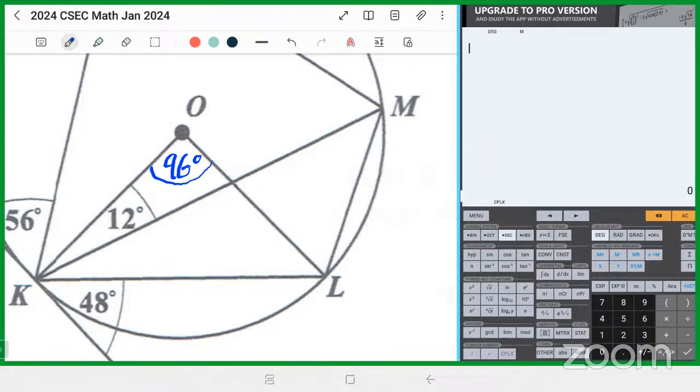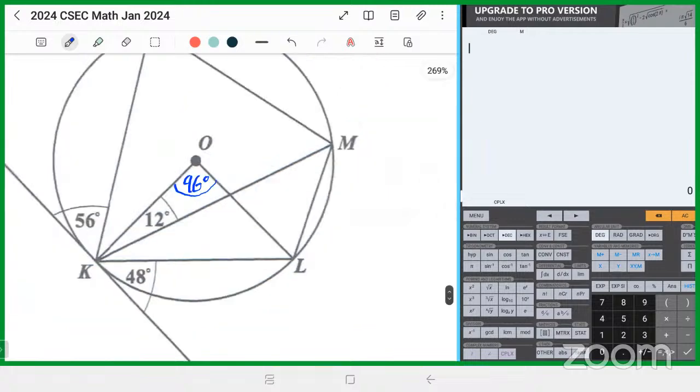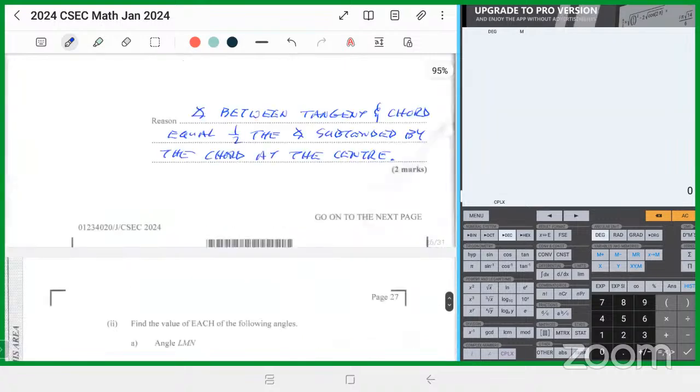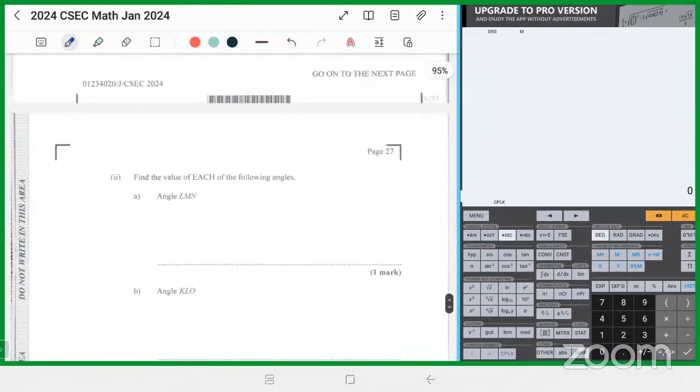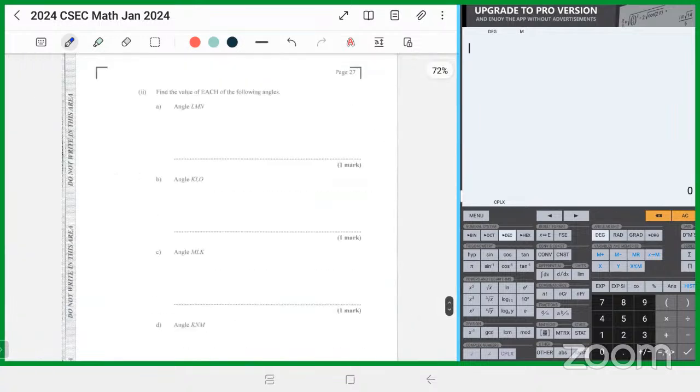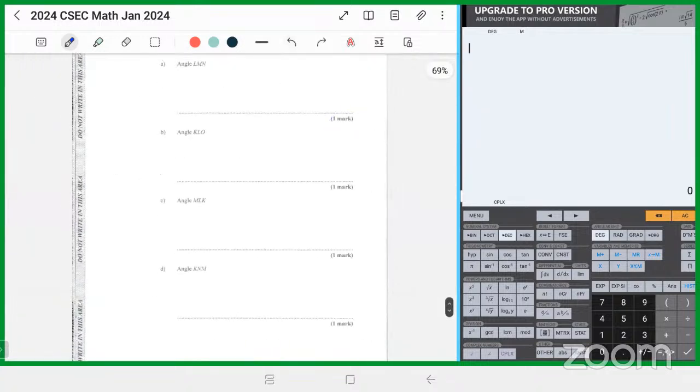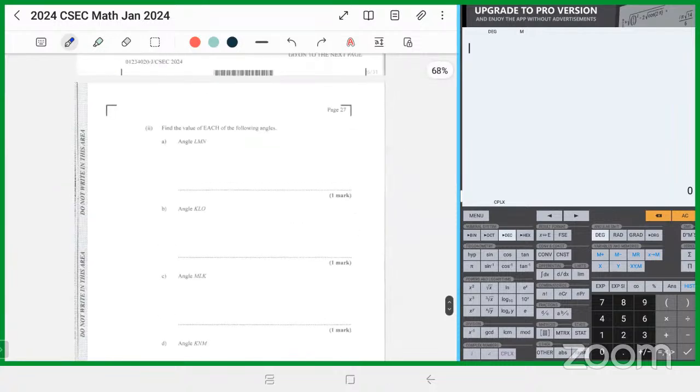All right, let's see the next part. Down here, it says find the value of each of the following angles, but this one is not asking us for reasons. Just one mark for each, so we just need to calculate these angles. Let's write out what those angles are, and then we'll go on the diagram, work them out, and come back and write it. We don't need to put the reasons. So here we need angle LMN, then we need KLO. Let's write them and copy them up. KLO.